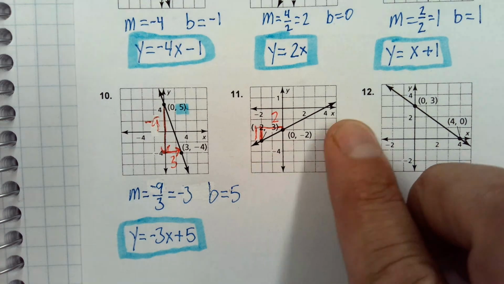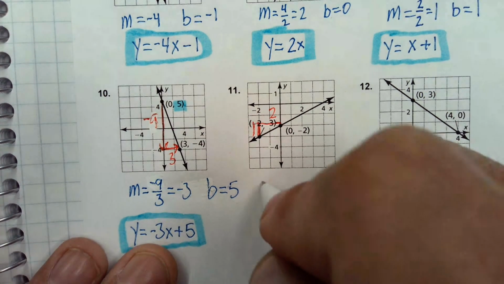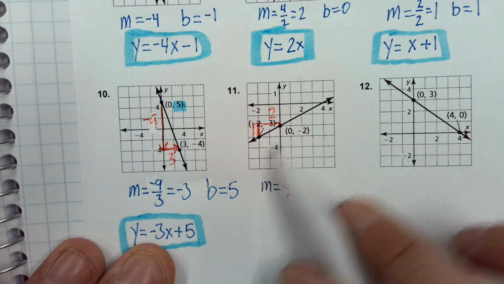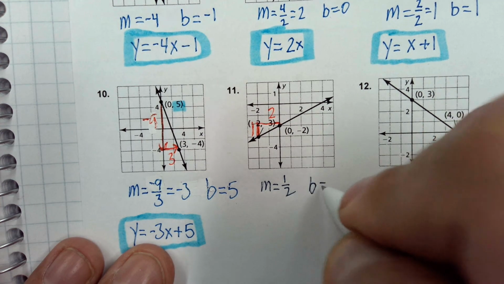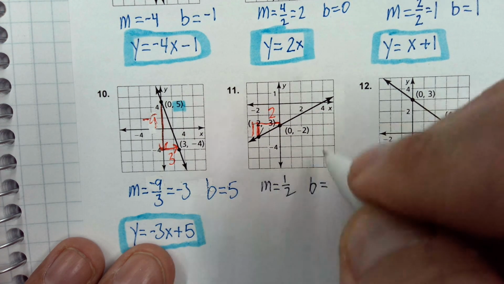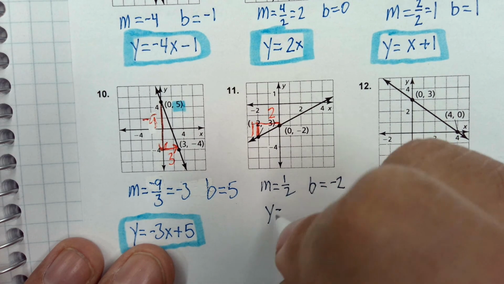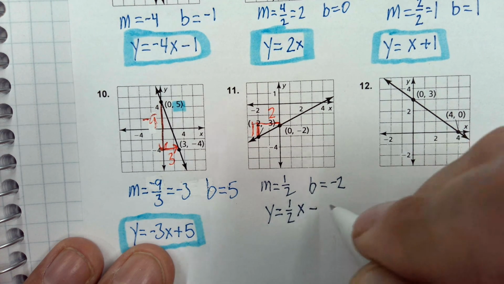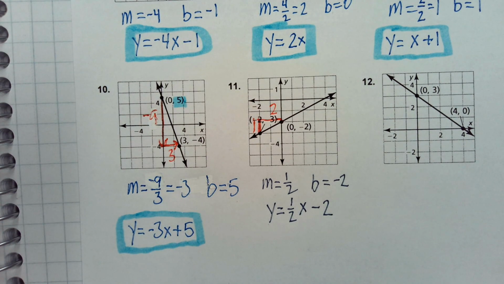Well, we're going uphill. That's the first hint that this is positive. Yeah, if you see the line going uphill, it's going to be positive. And where's it crossing the y-axis? -2. So let's write the equation. Y equals 1/2 x minus 2.